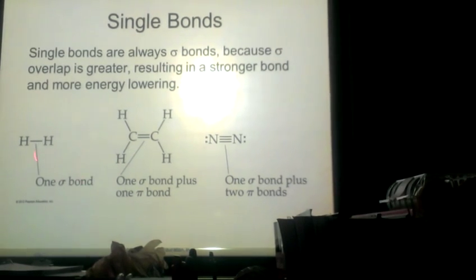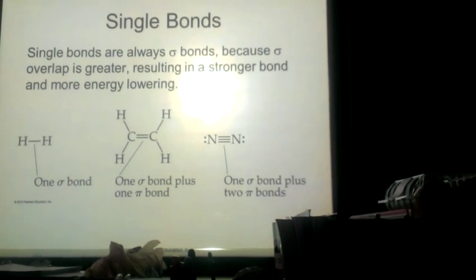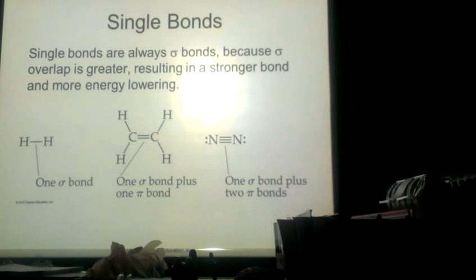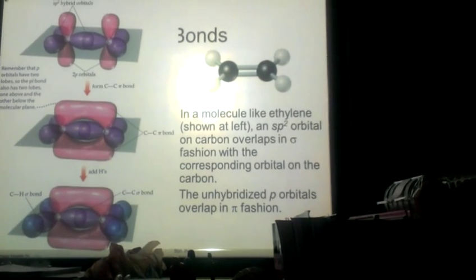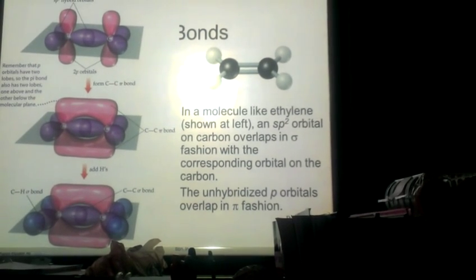So in hydrogen, I have a sigma bond here because there's a single bond. In C2H4, the double bond is one sigma bond, represented by a head-to-head overlap, and one pi bond, represented by an overlap below and above the internuclear axis. In my nitrogen molecule, because it's a triple bond, one is sigma, and then two are pi bonds. So in a multiple bond, one of the bonds is sigma, and the rest are pi bonds. We're going to practice hybridization and sigma and pi bonds tomorrow in class.